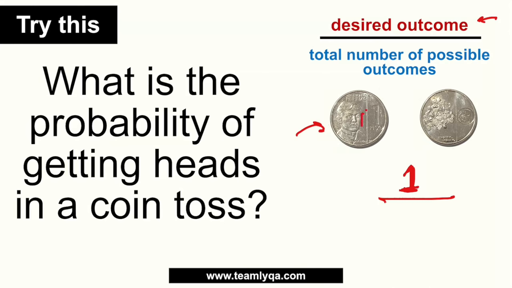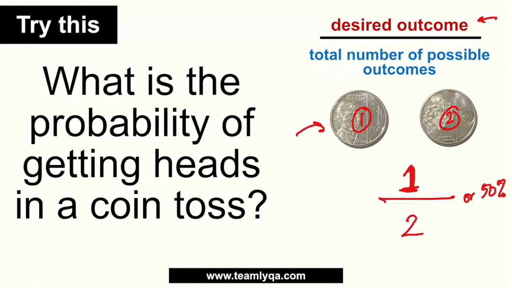It's either this side or this side. So, ibig sabihin 1, 2. Dalawa ang posibilidad. Okay? Dalawa ang total number of possibilities. So, that would be 1 over 2, or 50%.